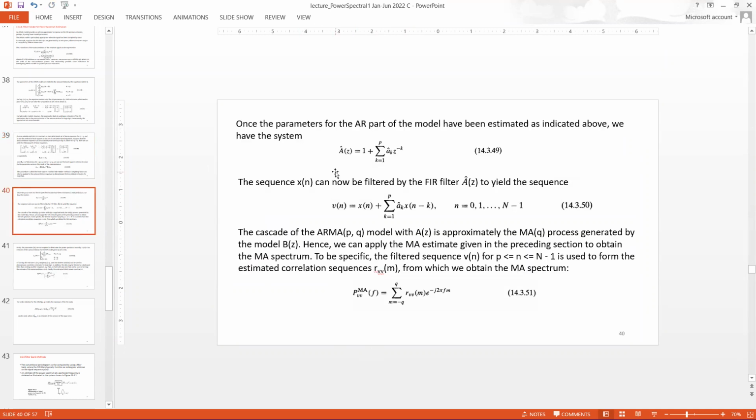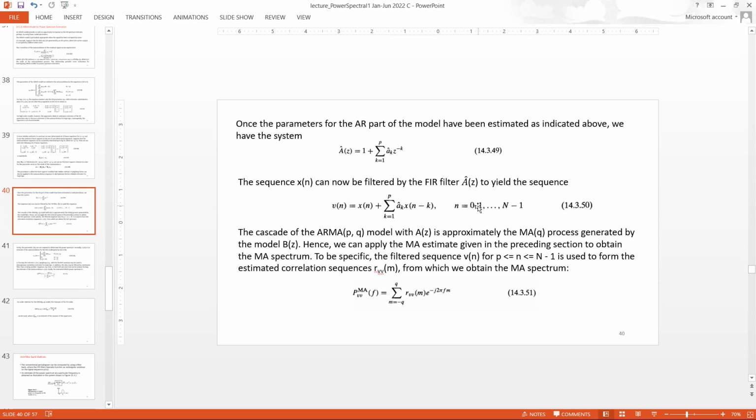Then we have AZ and BZ. আমরা যে এটা দেখছিলাম যে AZ এবং BZ, AZ কে আমরা এভাবে এক্সপ্রেস করতে পারি এআর মডেলের জন্য, এবং যখন এটা একবার হয়ে গেল then we can use it subsequently for our further calculations. The sequence xn can now be filtered by FIR filter a caret z to yield the sequence, a sequence পাওয়া যেতে পারি আমরা by putting that condition.